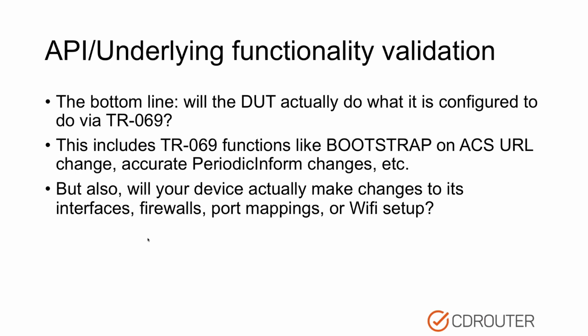But we also want to make sure that the device actually does what you wanted it to do. So if you changed an interface, do the statistics of the interface change? If you set a new IP address, is there a new IP address? If you set up a firewall rule, does it block the traffic? If you set up a port mapping, does it pass traffic through that port? Does it forward traffic through that port mapping? If you set up a Wi-Fi SSID, can clients connect to that Wi-Fi?